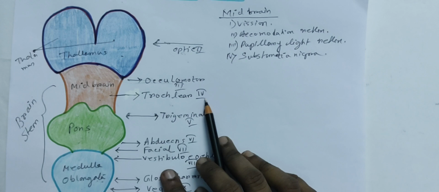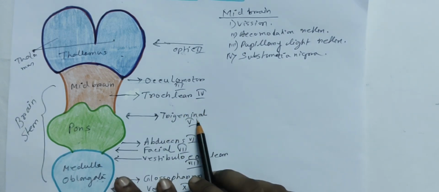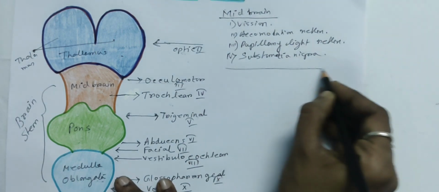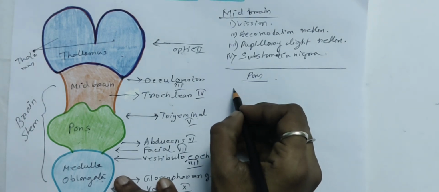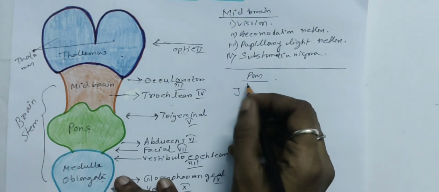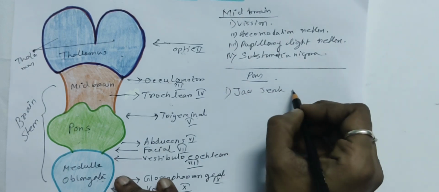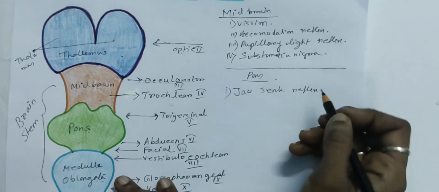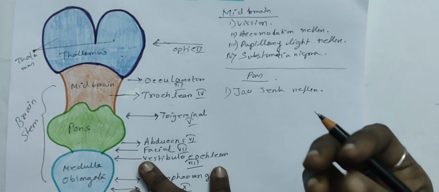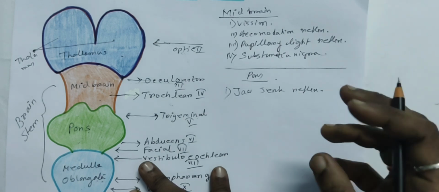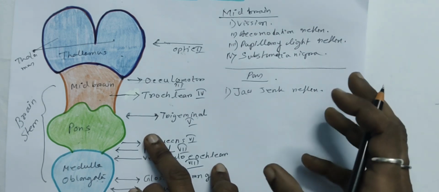Okay, now come to the pons. Here the first function was the midbrain. Now pons. Pons has the jaw jerk reflex. First function, jaw jerk reflex. What is that reflex? When we open our mouth, it gives a sensory impulse. And then what happens? A motor impulse.